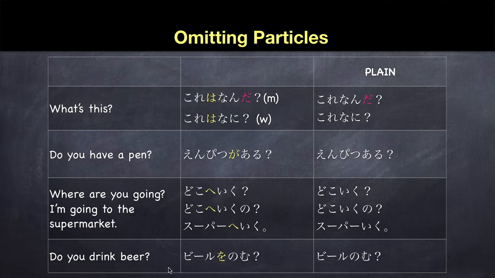Do you drink beer? So here we can drop particle お. ビールを飲む becomes ビール飲む. However, some particles are not omitted, such as で, に, から, まで, と, and so on. Because if you remove them, the sentence will be hard to understand.